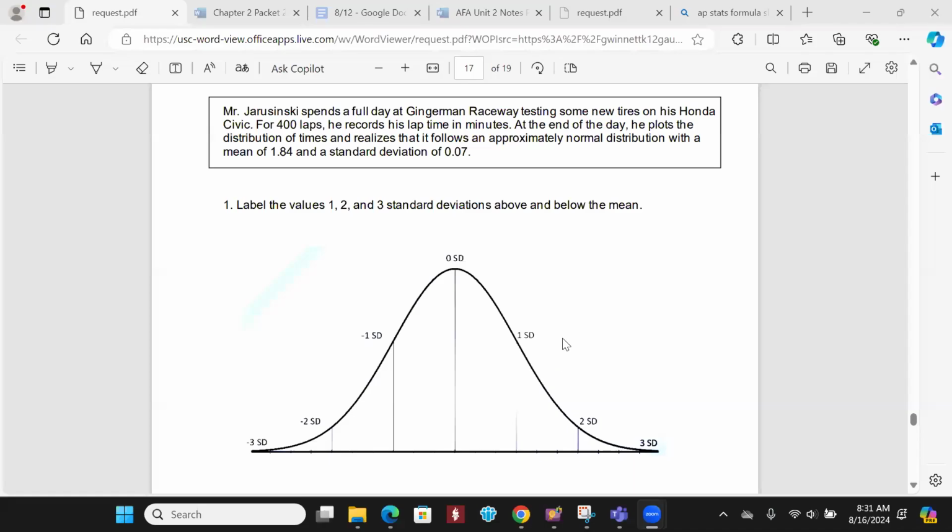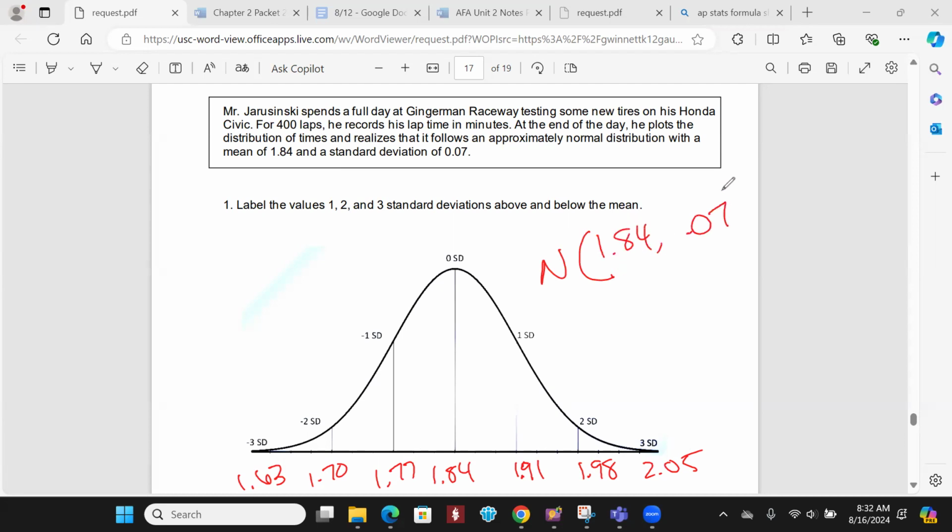So when you label all this, you should have gotten 1.84, 1.91, and 1.98, and 2.05, and 1.77, and 1.70, and 1.63. We're going to say this normal distribution has a mean of 1.84 and 0.07.